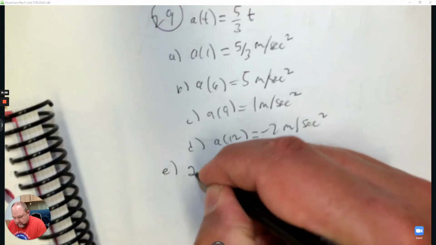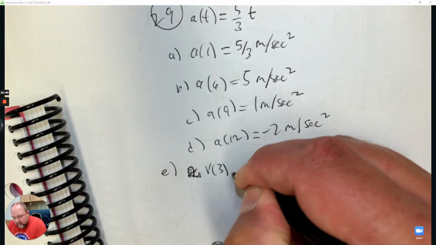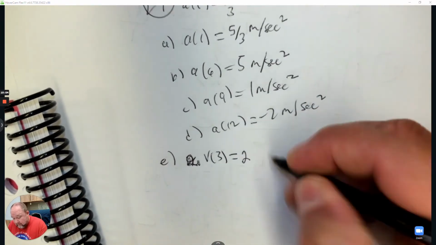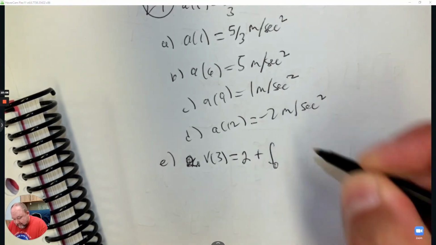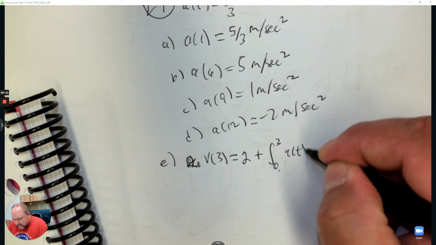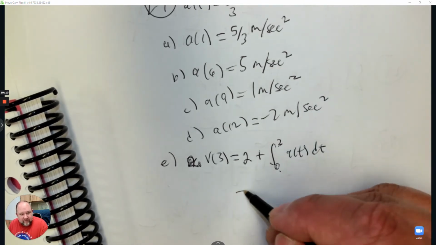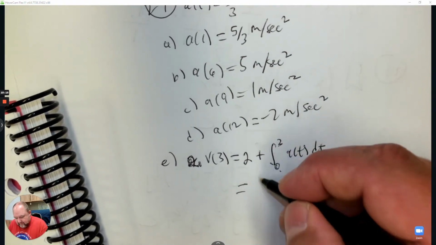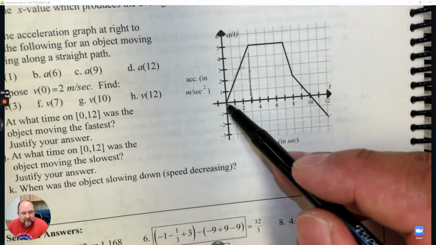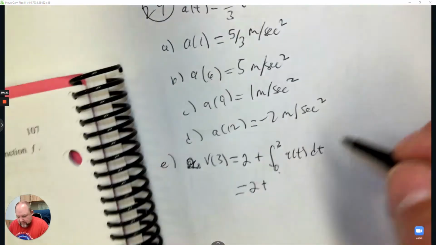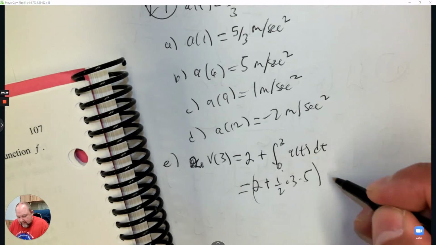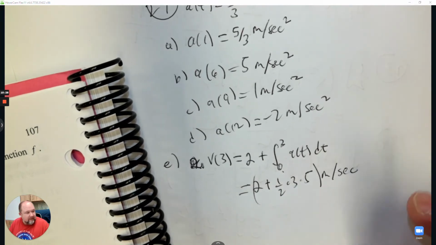So let's go back to the beginning. If I want to know what the velocity is at 3, I need to know a point or something about the velocity. So it's initially 2 at 0, and then I want to find it at 3. So I'm going to integrate the acceleration from 0 to 3. That's this triangle. The base and the height are 3 and 5. So 1/2 times 3 times 5. And then the unit would be just meters per second.